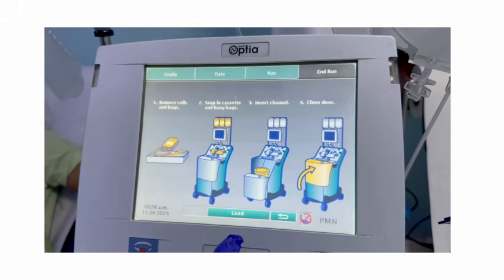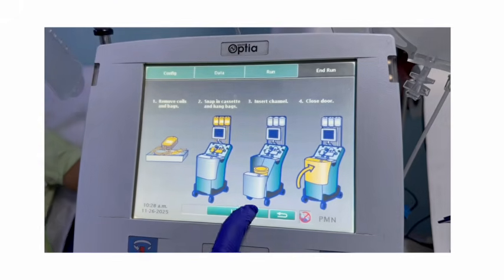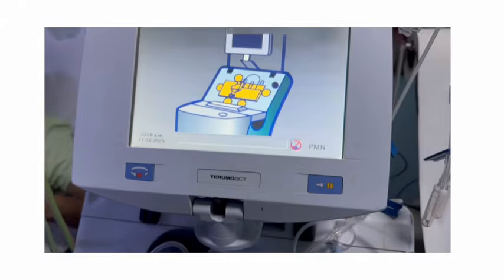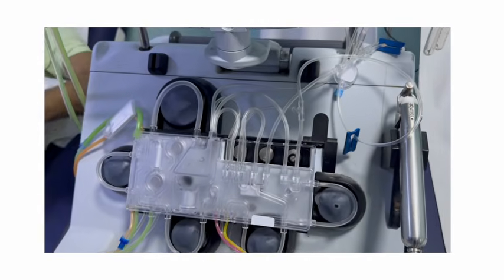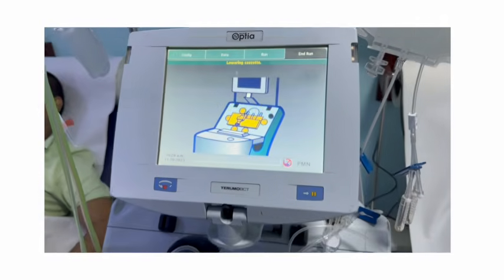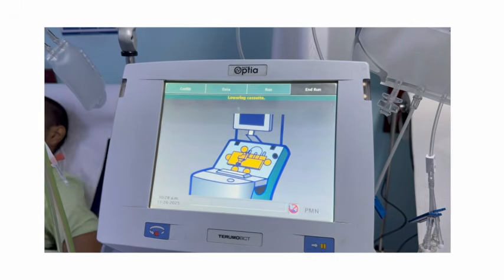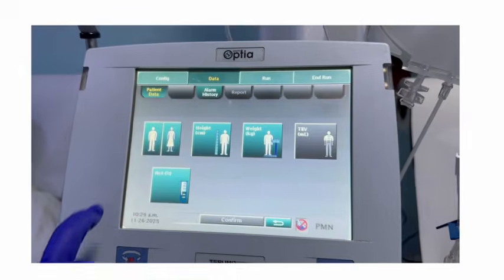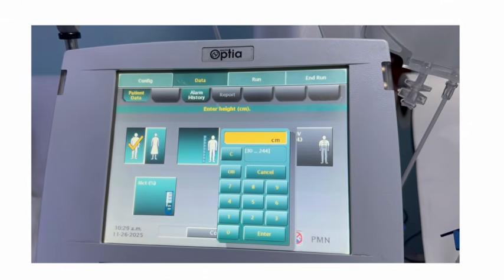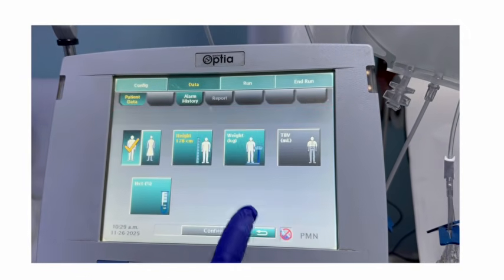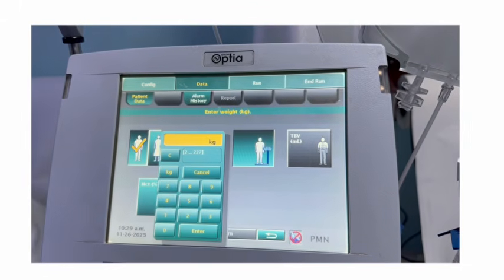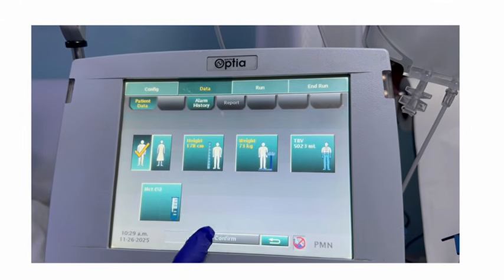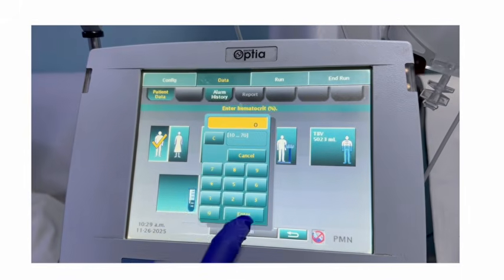As prompted in the machine, remove the covers, load the cassettes and hang the bags, insert the channel and close the door. These are the various steps of kit loading. These steps are similar to the kit loading for the plasma exchange procedure, which we have covered in detail in our previous videos. Meanwhile, we also have to enter the donor details like gender, height, weight, and also the recent hematocrit of the donor.